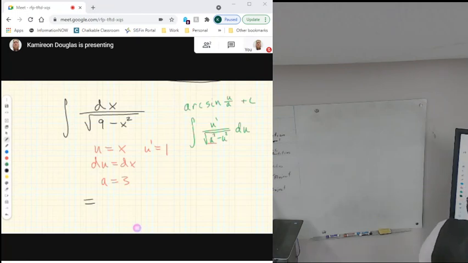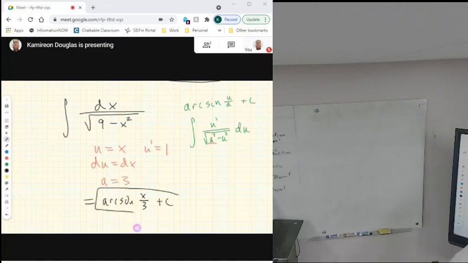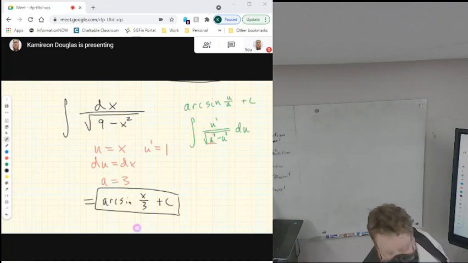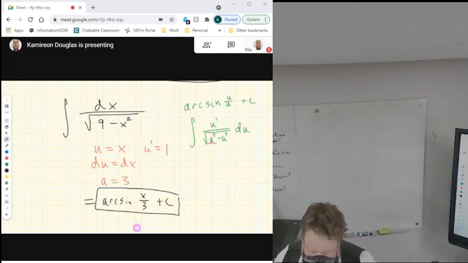Alright, so my actual solution should be arc sine of u over a, so that'd be arc sine of x over 3 plus c. That was the best sine ever. Arc sine. There you go. I could have sworn.